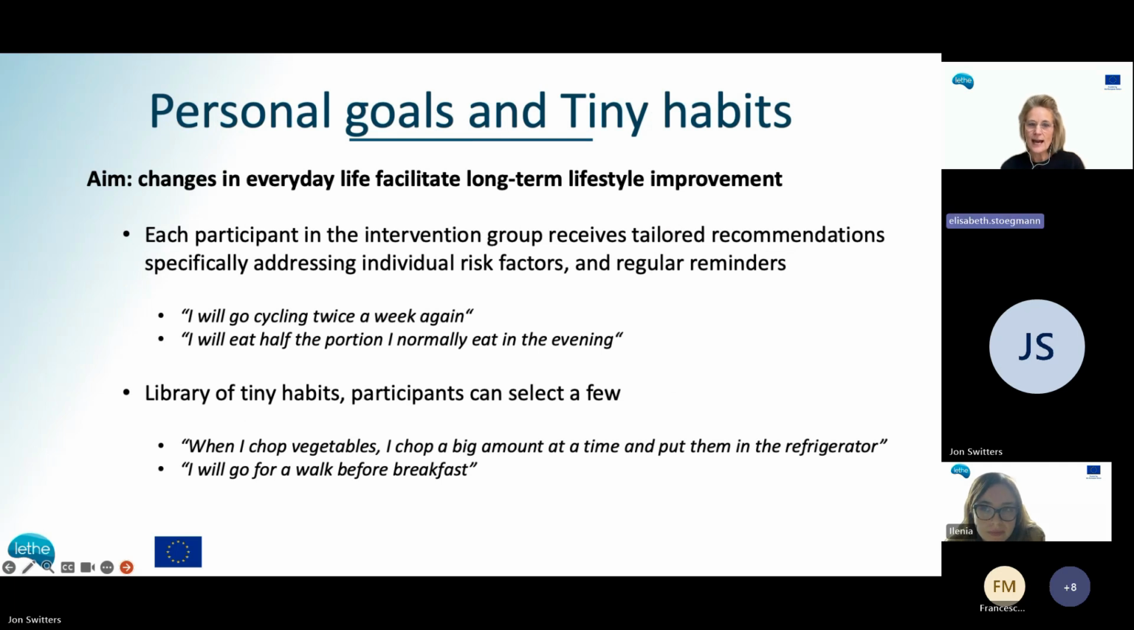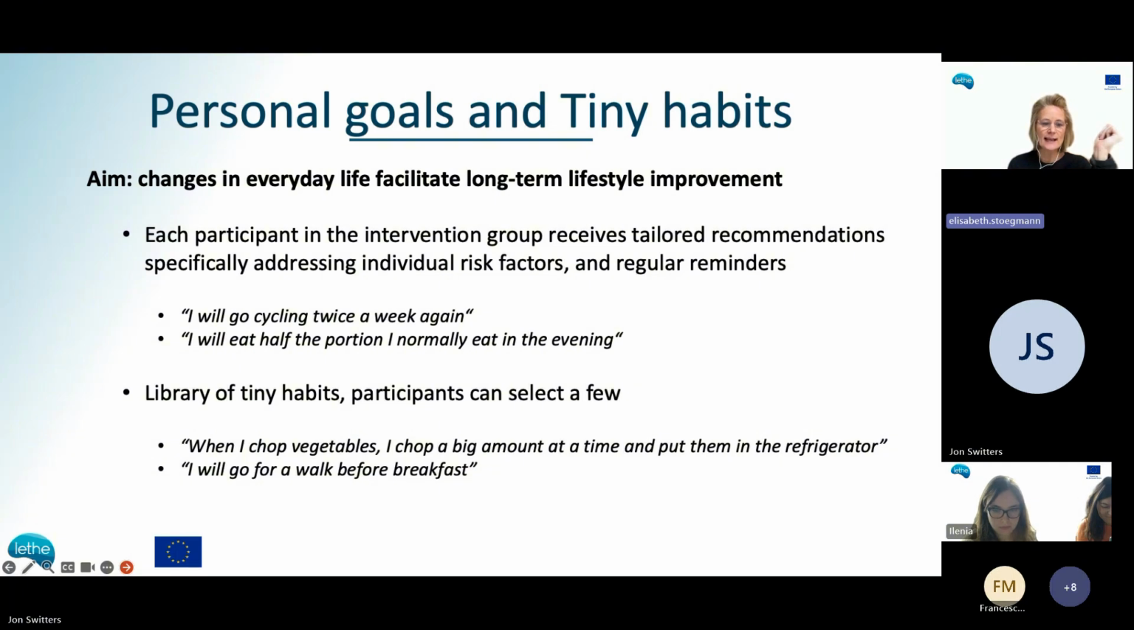Next slide. I would like to focus on this a little bit more because that's a nice part in the project, I think. The aim of this was to engage participants in changes in everyday life, which should facilitate long-term lifestyle improvement. Every one of us knows how hard it is to make changes in everyday life. On one side, we had the personal goals. We could really tailor these personal goals to the content and to the lives of the participants. We could address risk factors. For example, if someone told us that he or she liked to cycle some years ago, but now can't do it anymore, or can't manage to plan it, then we would have put in a sentence like, I will go cycling twice a week again. And this would appear every week to remind her, to encourage her to do it.